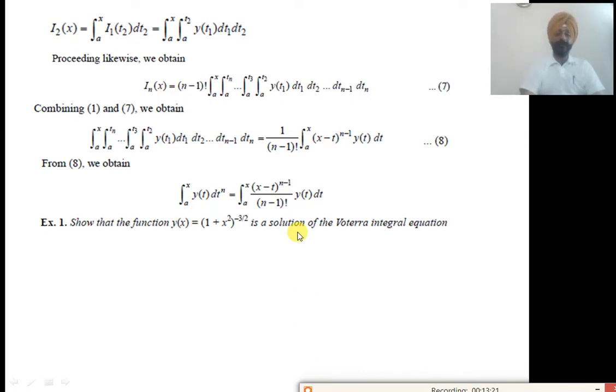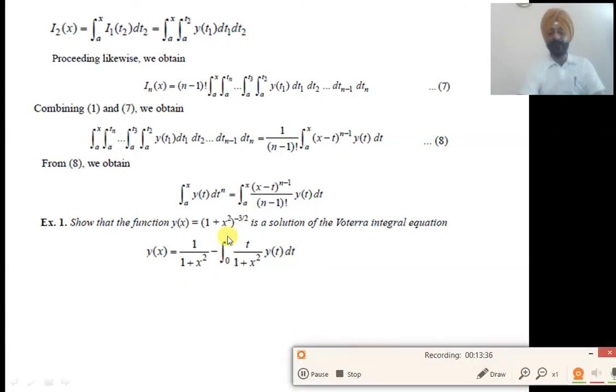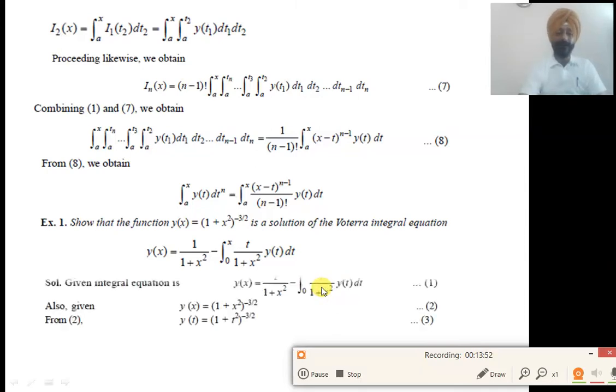So, first example is there: show that the function y(x) is equal to (1 plus x square) raised to the power minus 3 by 2 is a solution of Volterra's equation. This equation, Volterra's equation, where we have x as a variable limit, y(x) is equal to 1 over 1 plus x square minus the integral from 0 to x of t over 1 plus x square, y(t) dt. So, what method we adopt here? We use it again and again.